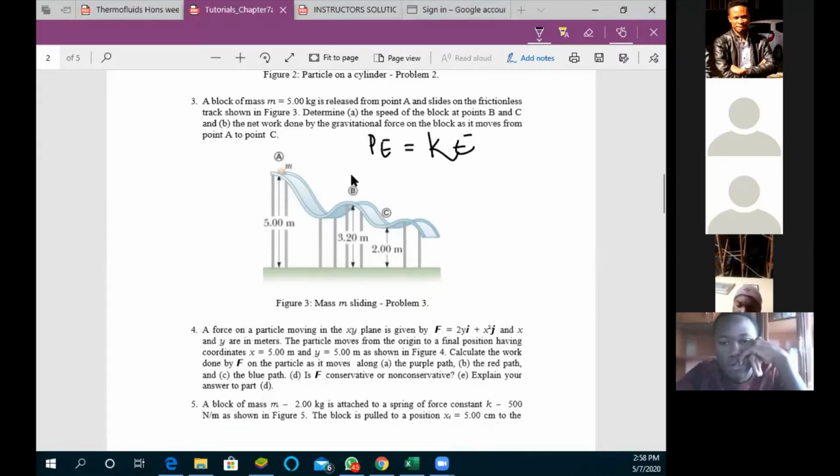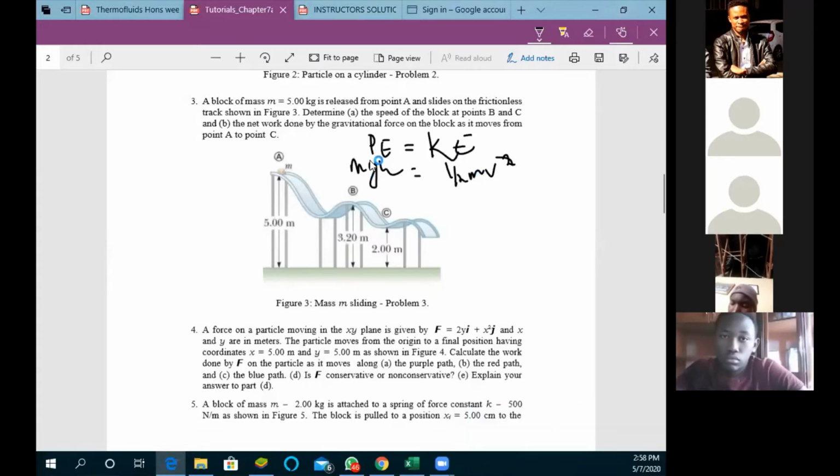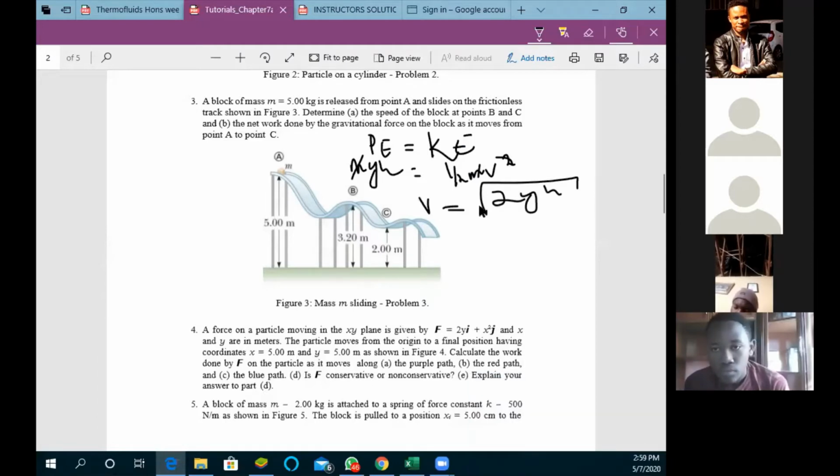So now, what is the formula for potential energy? Potential energy is mgh. Kinetic energy is half mv squared. So the mass is the same. We can cancel out the mass. Then we are left with gh is equal to half v squared. We're looking for v. So v is equal to the square root of 2gh.